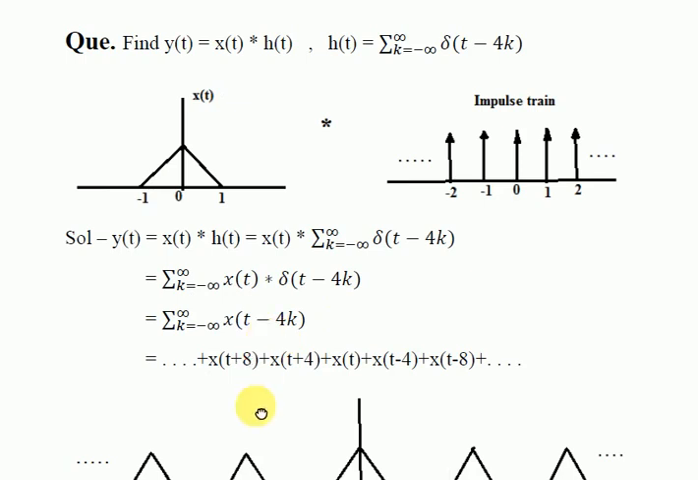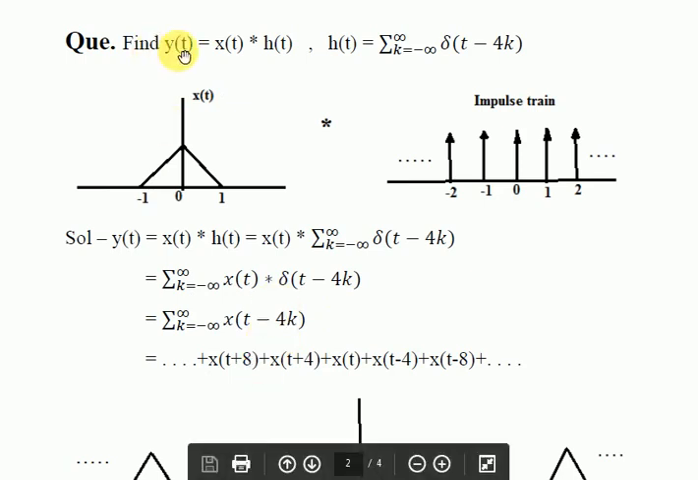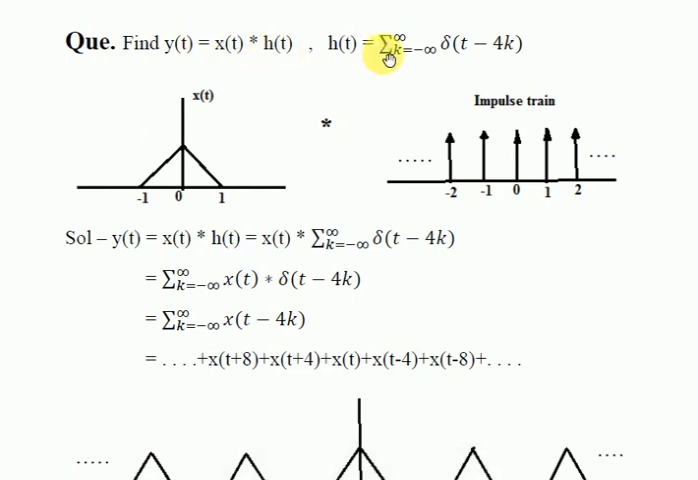Okay, so the next question is, we have to find y of t equal to x of t convolution h of t, where x of t and h of t are given. This is h of t. It is actually a periodic impulse train which we have drawn here, and x of t is given in the question. So if you convolve these two signals, x of t convolution with h of t, instead of h of t you can write this sum of impulse signals.